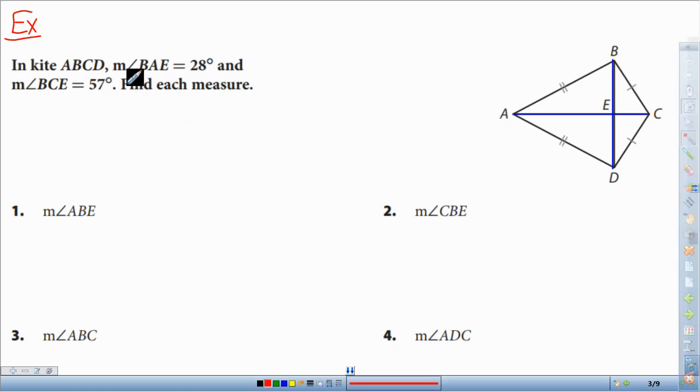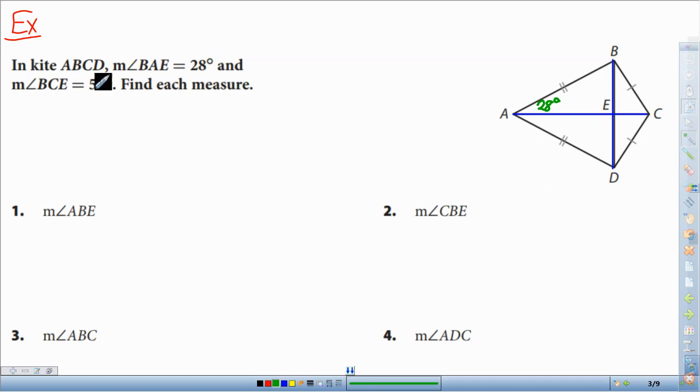It's saying the measure of angle BAE is 28 degrees. Let's stop right there and put that onto our picture. A reminder on naming angles with 3 letters: this starts on one side of the angle, goes around the angle to its other side. So angle BAE is this angle right here. They're telling us this is 28 degrees, so let's put that into our picture.